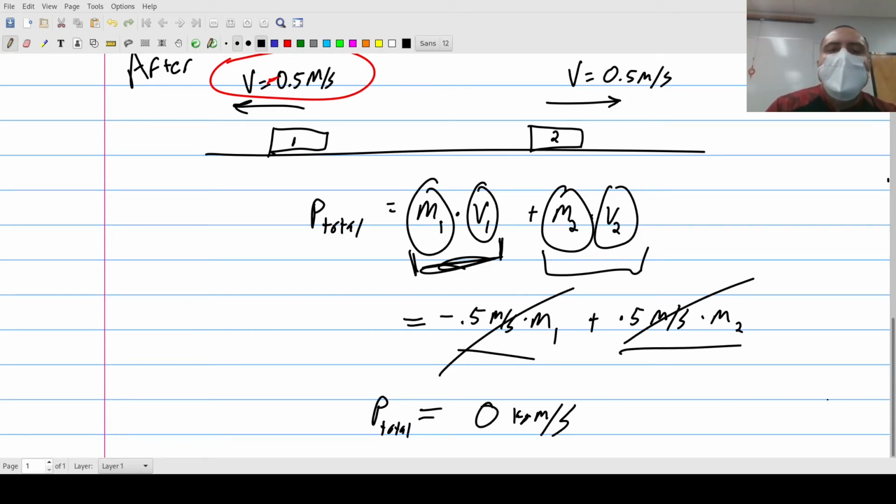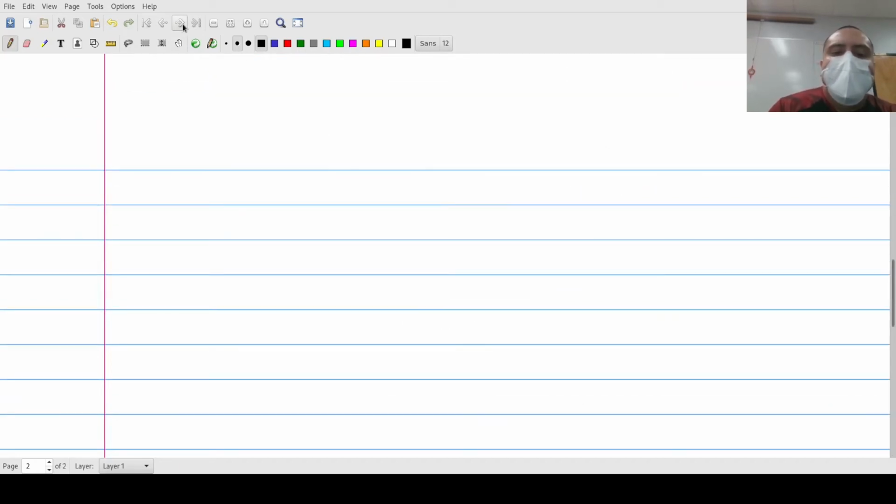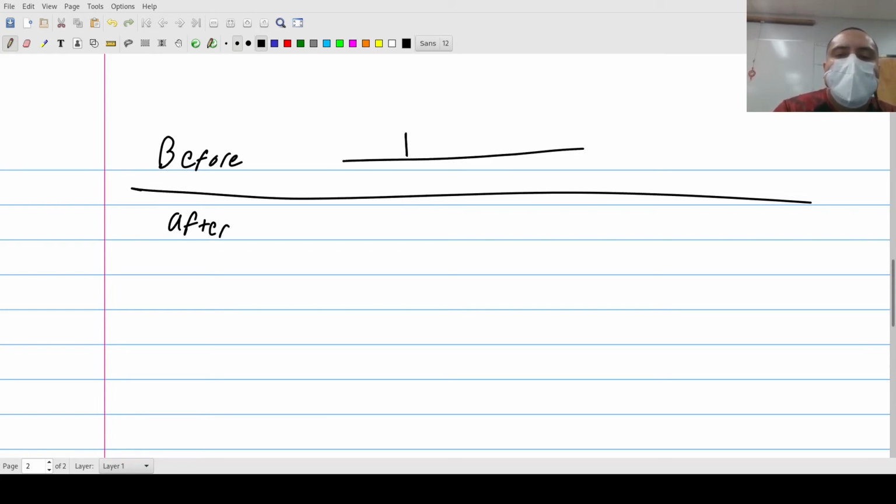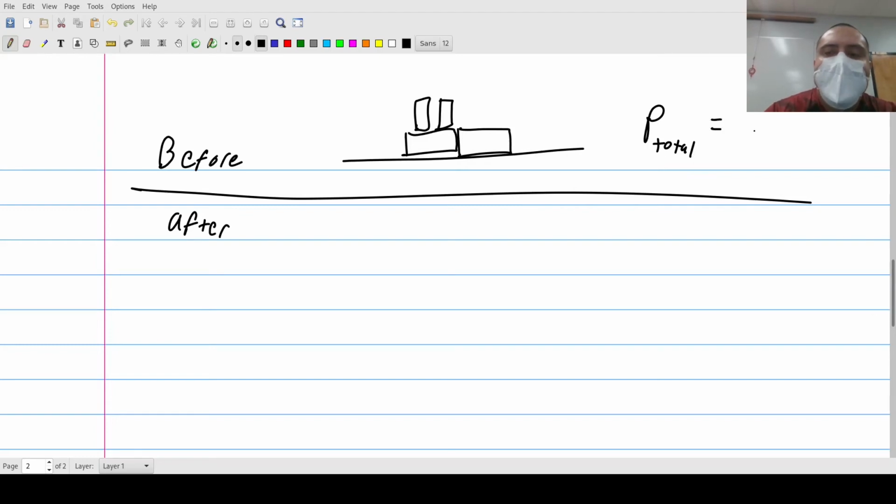So what about the case where one is a lot more massive than the other? So before again and after. So the before picture looks like this. We have one car there, one car here, and we have a whole bunch of mass on top of this one. And the other car has no mass on it. And we're going to put these together, so like so. There's my before picture. And it's easy to see again that the total momentum before is going to be equal to 0 kilogram meters per second.